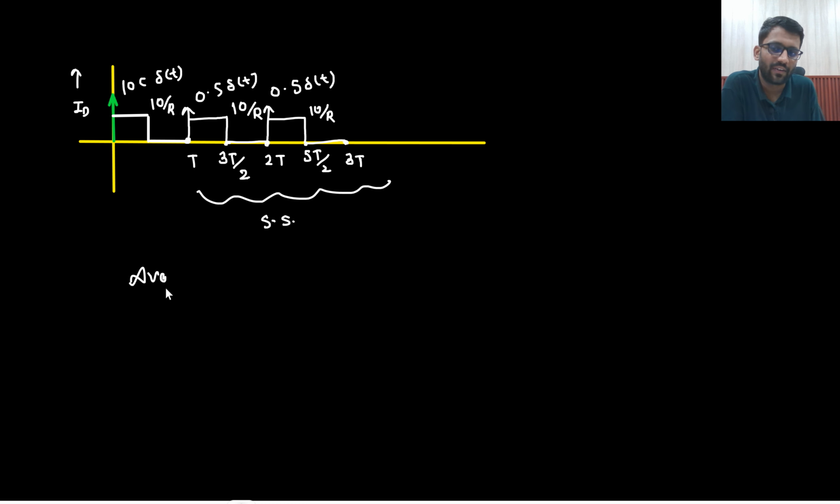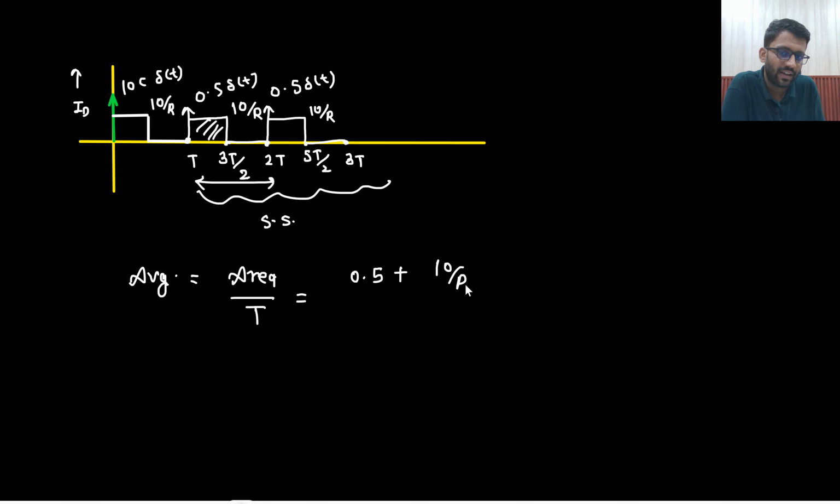Now you need to find the average current. So how will you take the average? What is the average of an impulse? It is area divided by time period. Tell me, what is the time period? The time period is this window, T. Now you need to find the area. What is the area of the 0.5 by delta t impulse? That is 0.5 only. And the area of this much is 10 by R into T by 2.